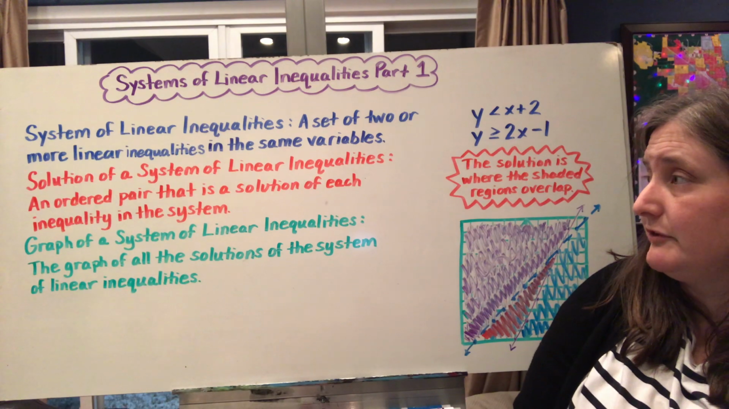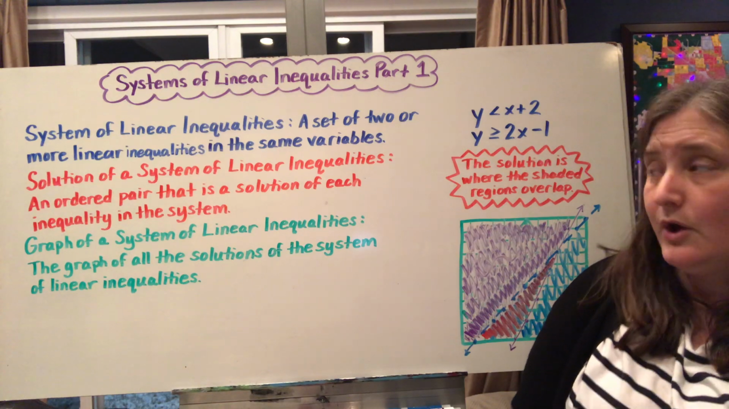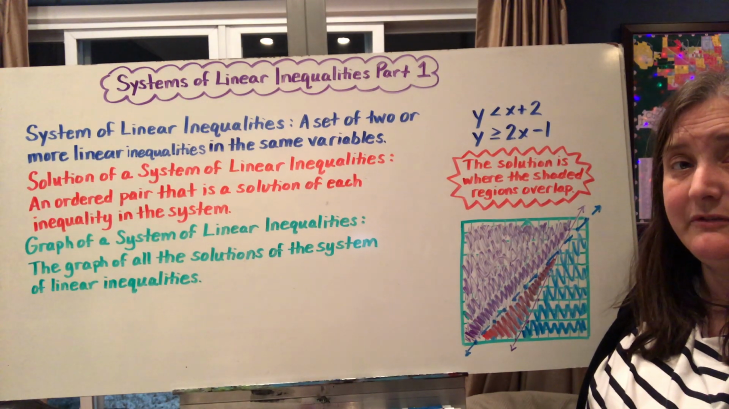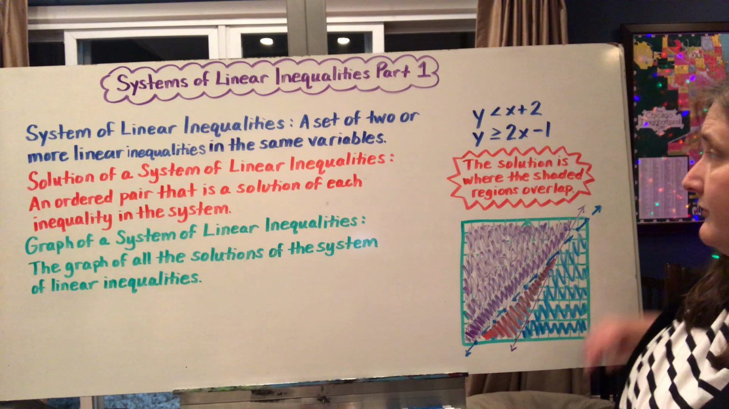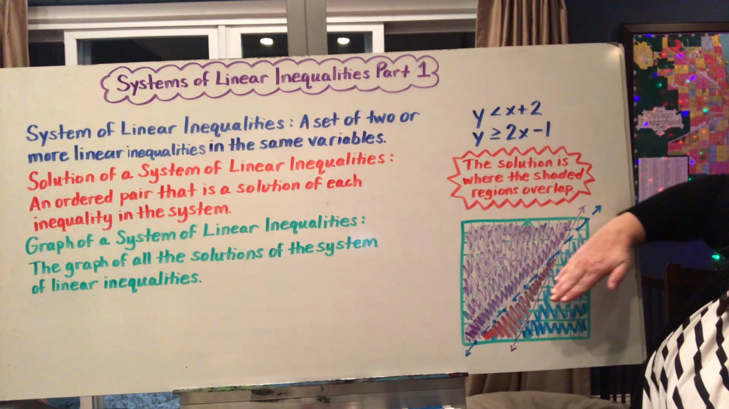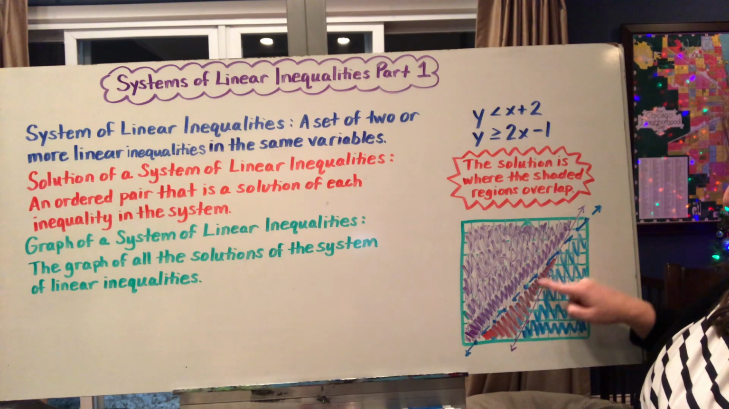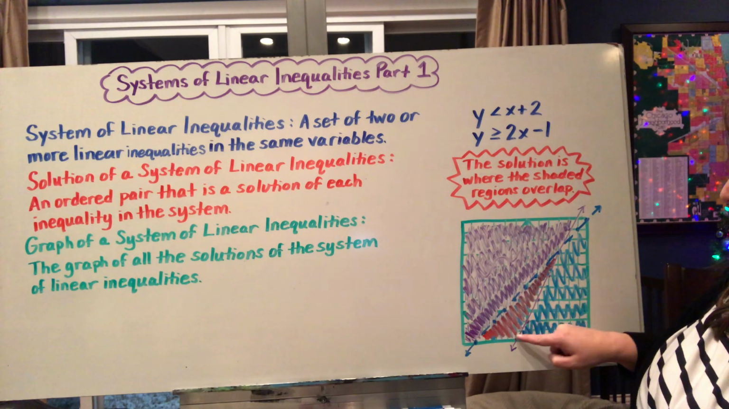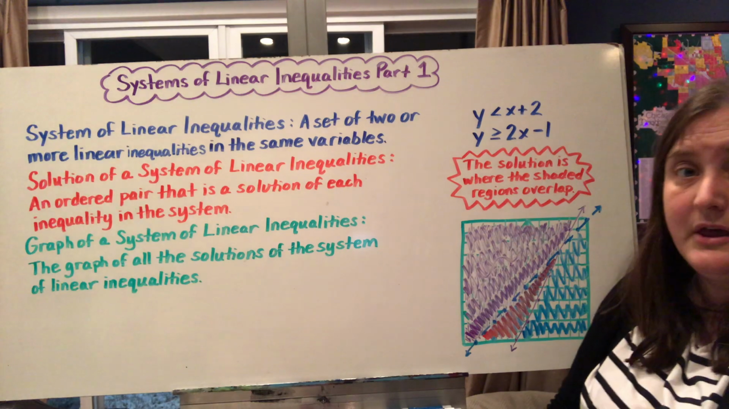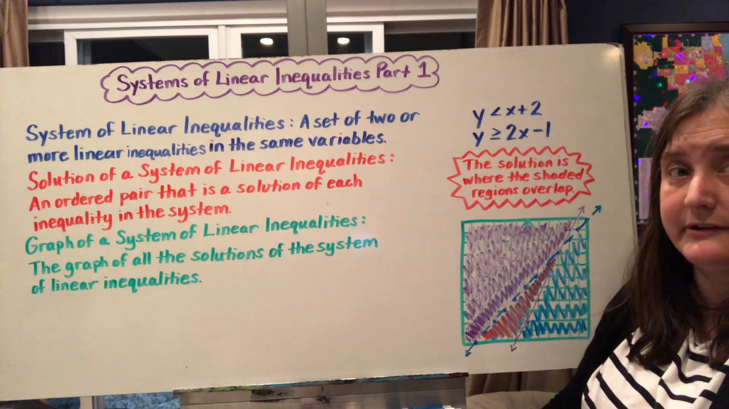The solution of a system of linear inequalities is an ordered pair that is a solution of each inequality in the system. When we graph our many ordered pairs that are a solution to our system of inequalities, we find these ordered pairs where the shaded regions overlap. So in this section here, we shaded below this line and above this line, so this red section right here is the overlap. That is our solution of our system of linear inequalities. Any ordered pair in this section is a solution of our system. The graph of a system of linear inequalities shows all of the solutions for the system.